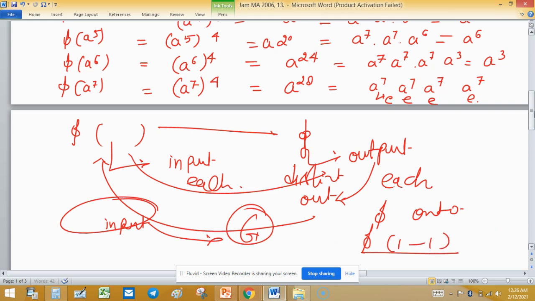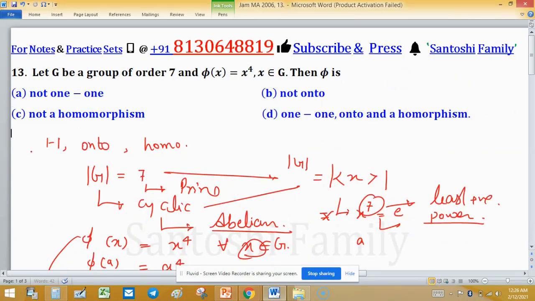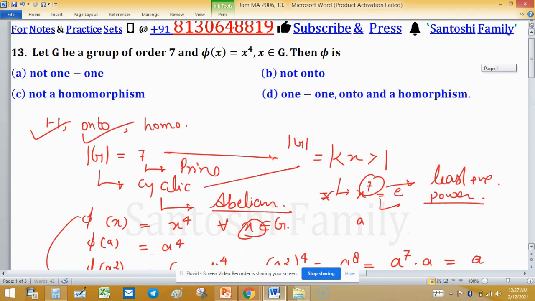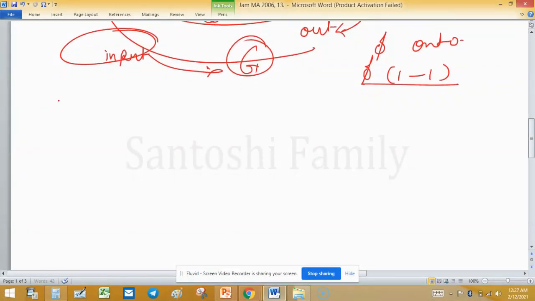Now here we got two points about phi: it is 1-1 and onto. Now we have to check the homomorphism property. As G is cyclic and the order of G is 7, because 7 is prime, and every prime order group is cyclic and every cyclic group is abelian. If two elements x, y come from G, then xy will come to G by closure.